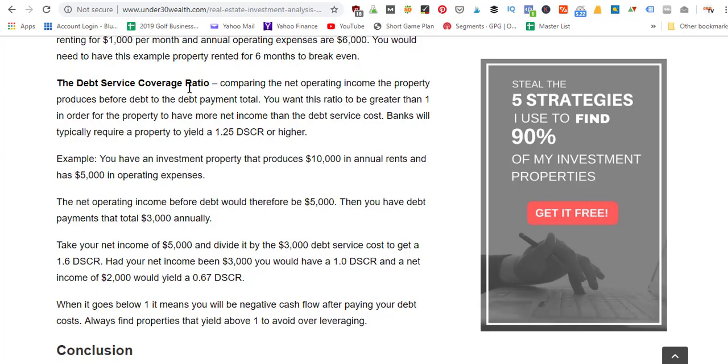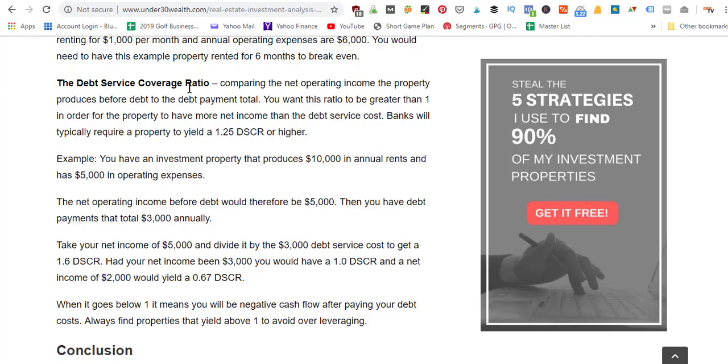So for example, you have an investment property, again, producing $10,000 a year in rents. You've got $5,000 in operating expenses. So you're left with a net income before your debt of about $5,000. Now let's say you have payments on that property for debt. So you took out a mortgage, and let's say those mortgage payments come out to about $3,000.